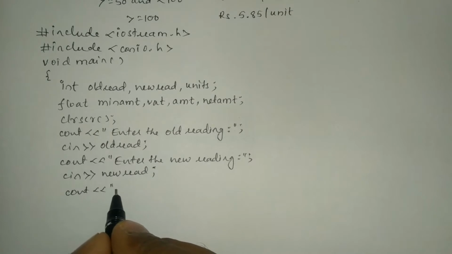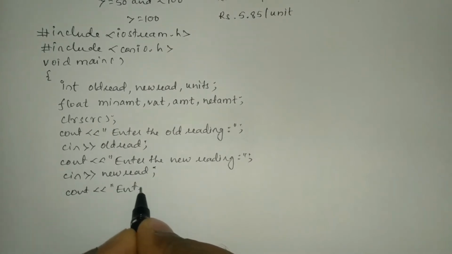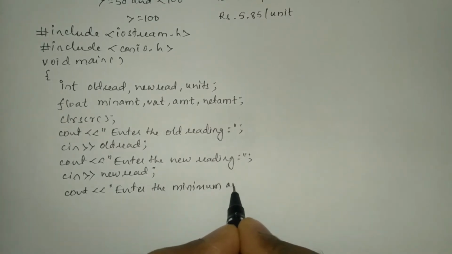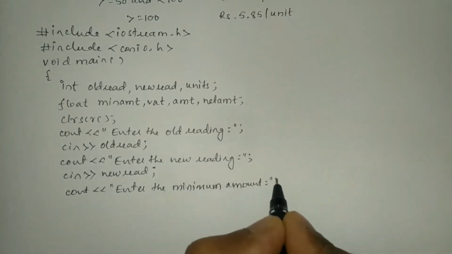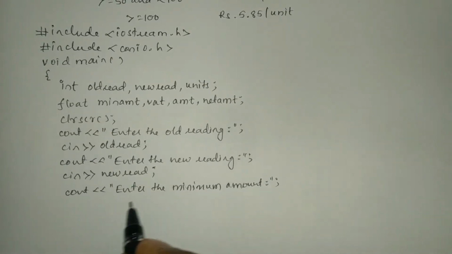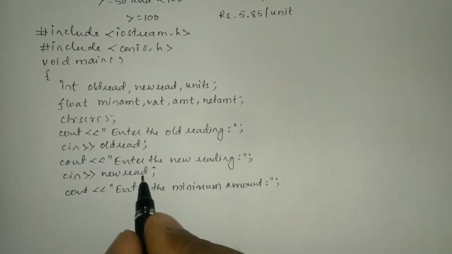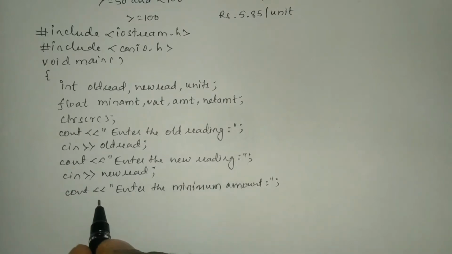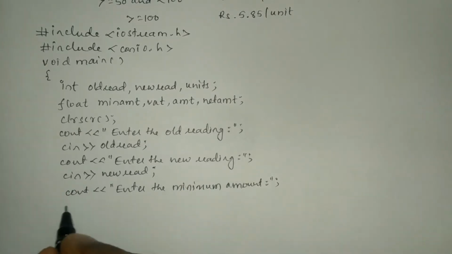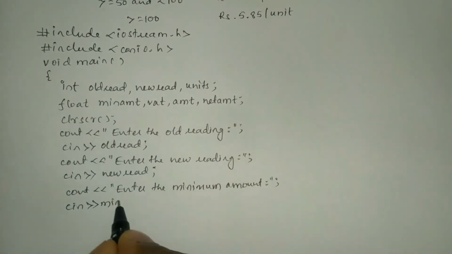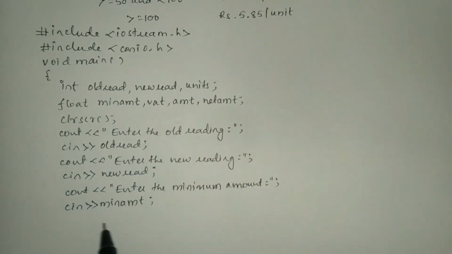So here I'm going to write cout stream insertion operator. In a double quotation mark I'll write enter the minimum amount that has to be paid by the consumer, even though the consumer has not used any of the units, even though the units of electricity consumed is 0. In that situation also the consumer has to pay this minimum amount. So here I'm going to write cin stream extraction operator, and then I'm going to use this variable called minimum amount and put semicolon.